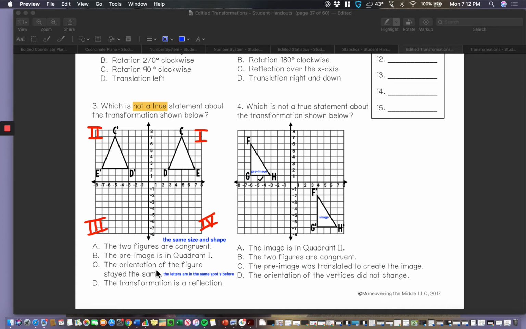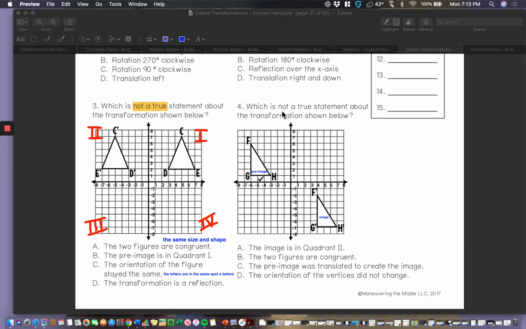For C, the orientation of the figure stayed the same, so are the letters in the same spot as they were before? So is it identical? Is the E all the way on the outside on this quadrant here? I don't know. You got to decide for yourself. Or D, the transformation is a reflection. So if you need to go back and look on how reflections look, you can always go back in your packet and try to match up what a reflection looks like, right? And see if they look very similar. And if they are reflections, you'll mark D.